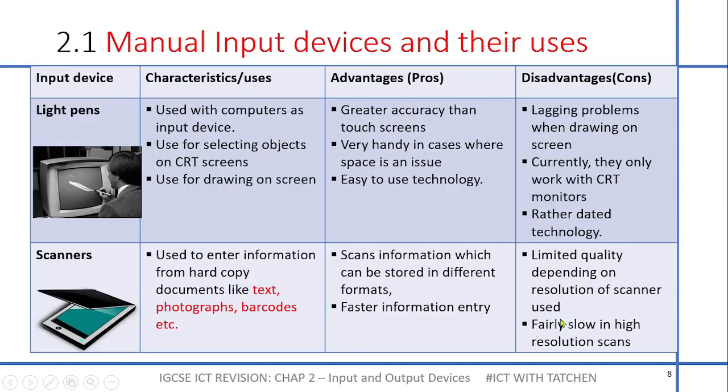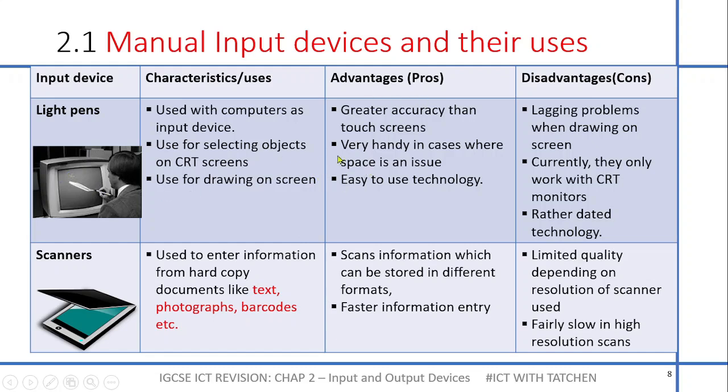Now the next manual input device we are looking at is light pens. Basically, they are used with computers as an input device. So the light pen is an input device where you write on the screen. Mostly they use it with cathode ray screens to select objects, or they can use it for drawing. You can also use it to draw on screen. So it's a light pen. It's just like a stylus, but it's a very older style of technology.